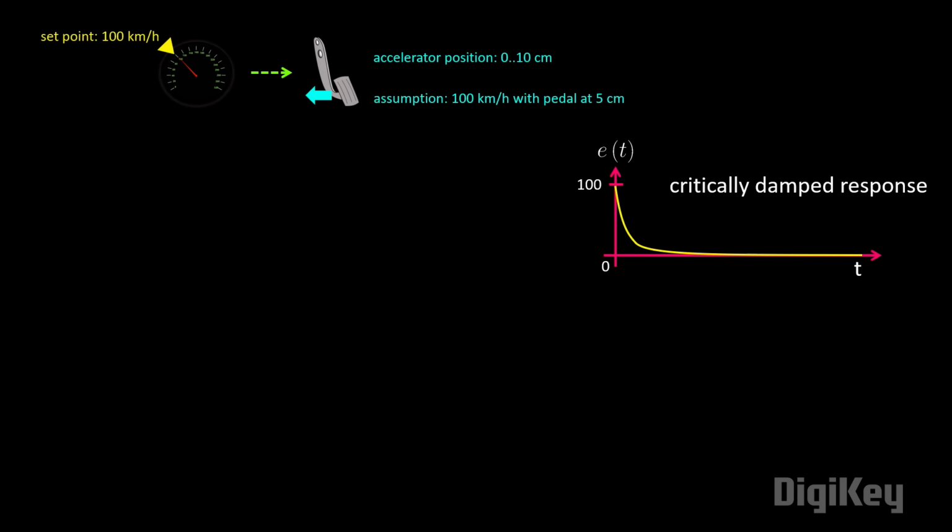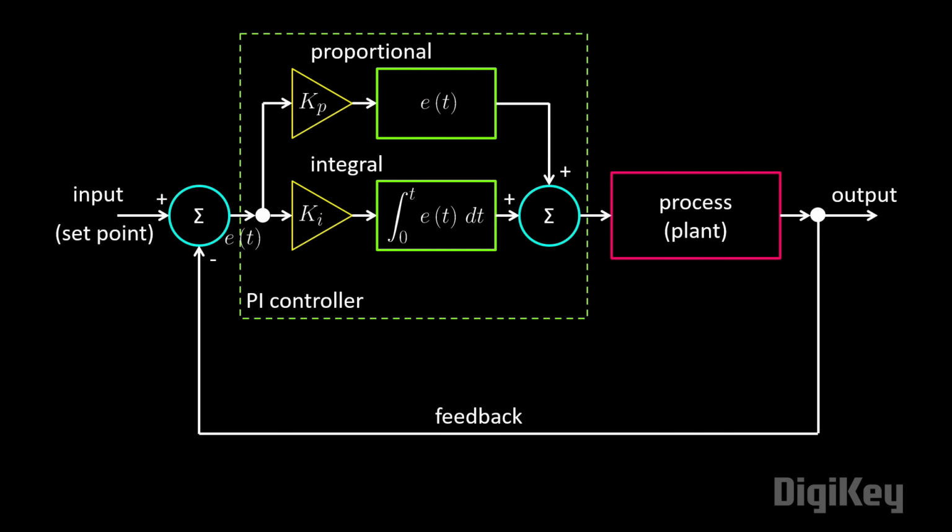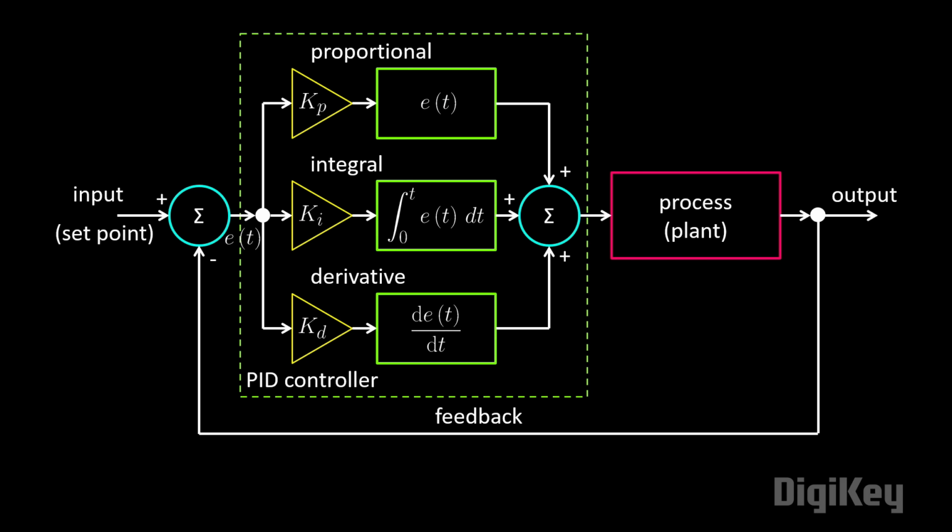To make this happen, we need to add one more component to our controller. This is the derivative term. We multiply the rate of change in the error by some constant, Kd. We sum the proportional, integral, and derivative terms together to get the output. This is known as a PID controller. Let's see how this works with an example.